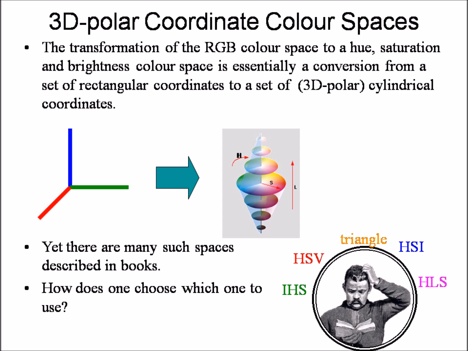For example, IHS means intensity, hue, saturation. HSV means hue, saturation and value. HSI means hue, saturation and intensity, which we have already discussed in detail in the previous lecture. And HLS, hue, light and saturation. This concept is adopted for certain reasons, which we will see in the next slide.